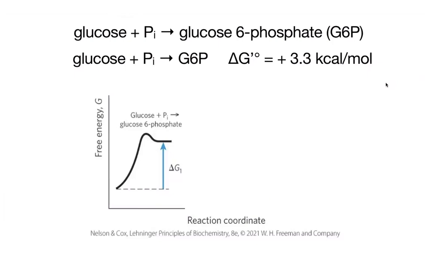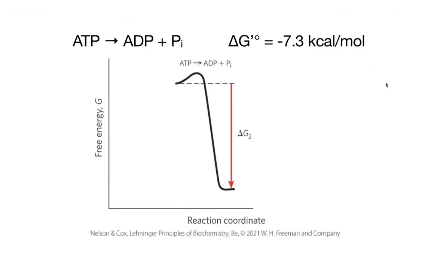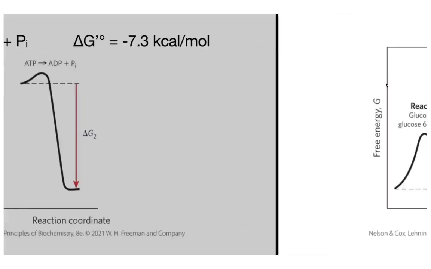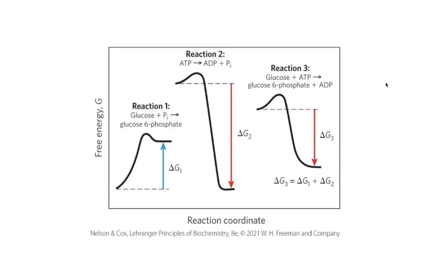But what if we couple that to something that's favorable? Then we can basically get enough energy to get over this. And so this is what we could do. We could couple it to the hydrolysis of ATP. We saw that with hydrolysis of ATP, we could get about 7.3 kilocalories per mole released. And what if we use that in order to drive the making of the G6P?